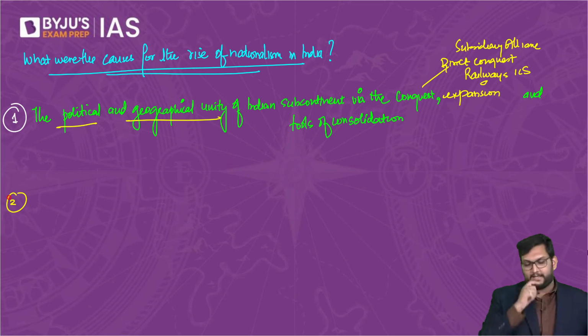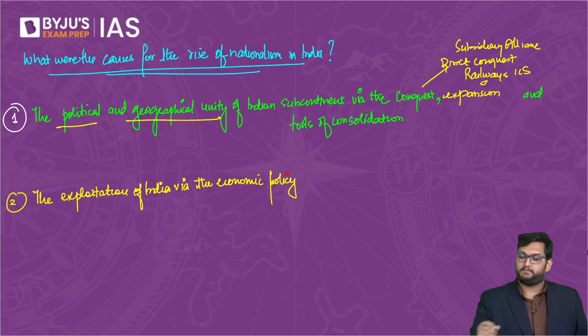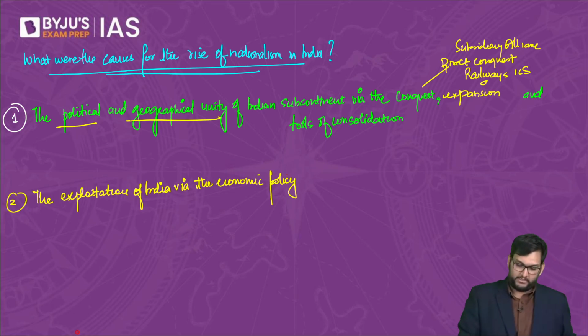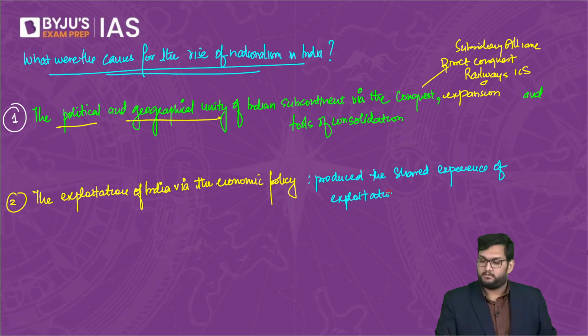Second is that the exploitation of India via the economic policy in turn produced the shared experience of exploitation which linked everyone together.